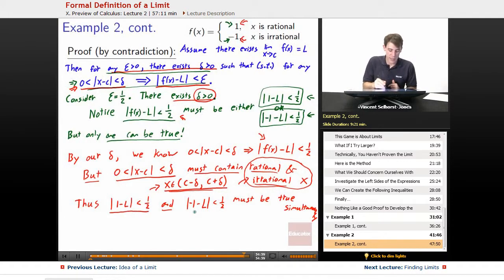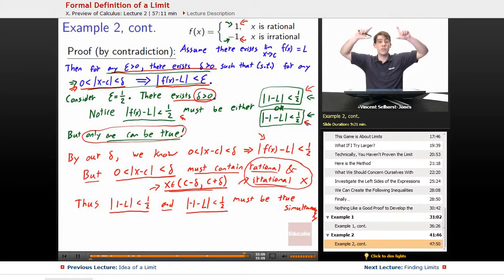So the absolute value of 1 minus L must be less than 1/2, and the absolute value of -1 minus L must be less than 1/2. But only one can be true, right? These are mutually exclusive, because you can't be in both bands at once if the band can only be a total distance of 1 wide, around +1 or around -1. 1/2 down, 1/2 up, they don't manage to reach each other. They can't reach across, so you can't wind up being in both bands at once with that epsilon of 1/2.